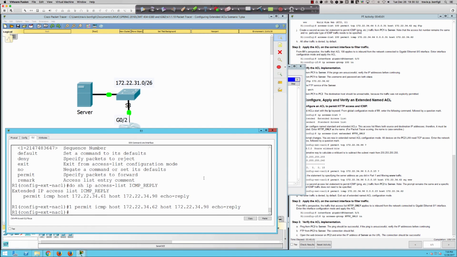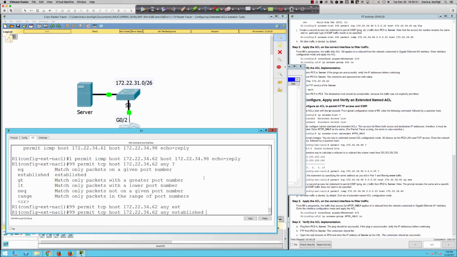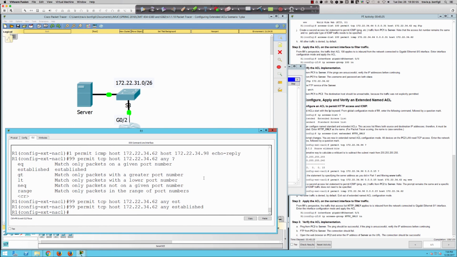Well, let's go ahead and put another statement in here. I'll say statement 99, just for this, something fun. I'm going to permit TCP from host 172.22.34, the server, which is also a web server, going anywhere if it's established. And there's the established keyword.